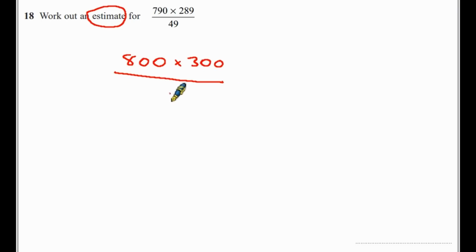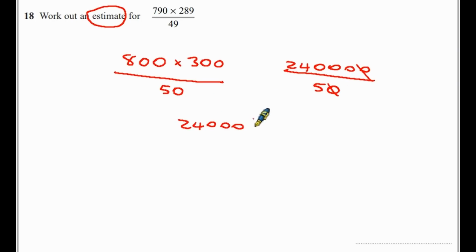And then 49, probably the best way to do that for the more accurate answer is simply to round it to 50. Now, we've then got these to work out. Well, 8 times 3 is 24, and we've got 1, 2, 3, 4 noughts, so 1, 2, 3, 4 noughts, and then we divide that by 50. We could start by cancelling down the zeros, so what we actually have is 24,000 divided by 5.